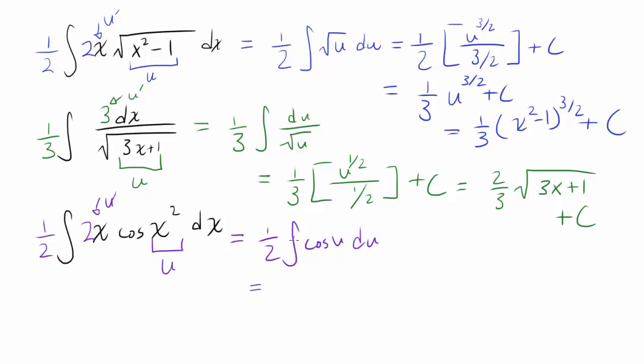So what's the integral of cosine? What do we have to differentiate to get cosine? That's sine. So we have 1/2 times sine of u, and our u was x squared. So 1/2 sine of x squared plus c.